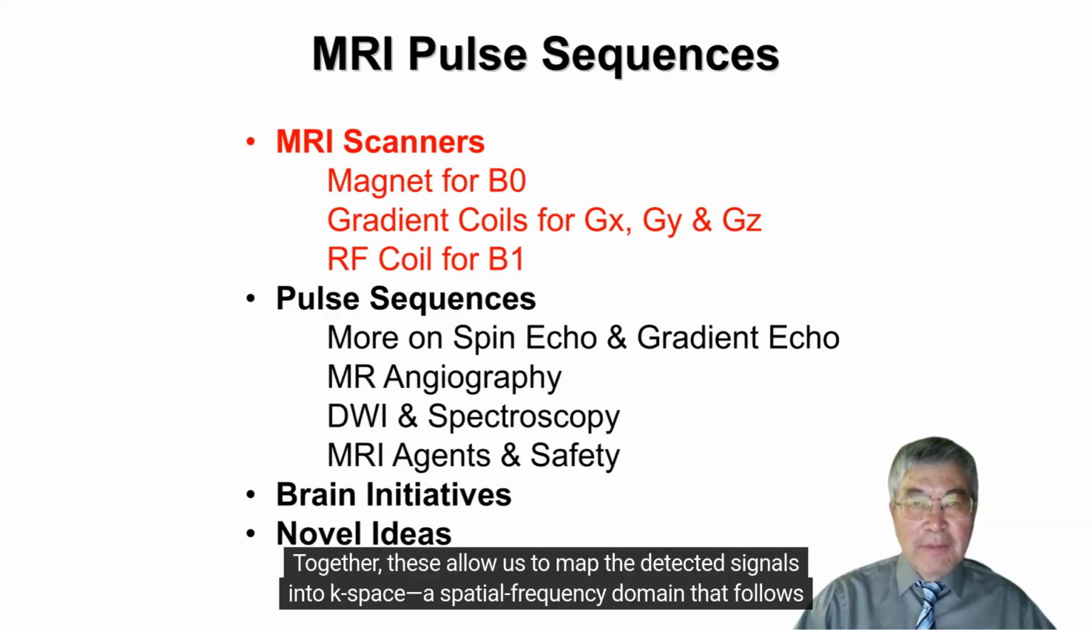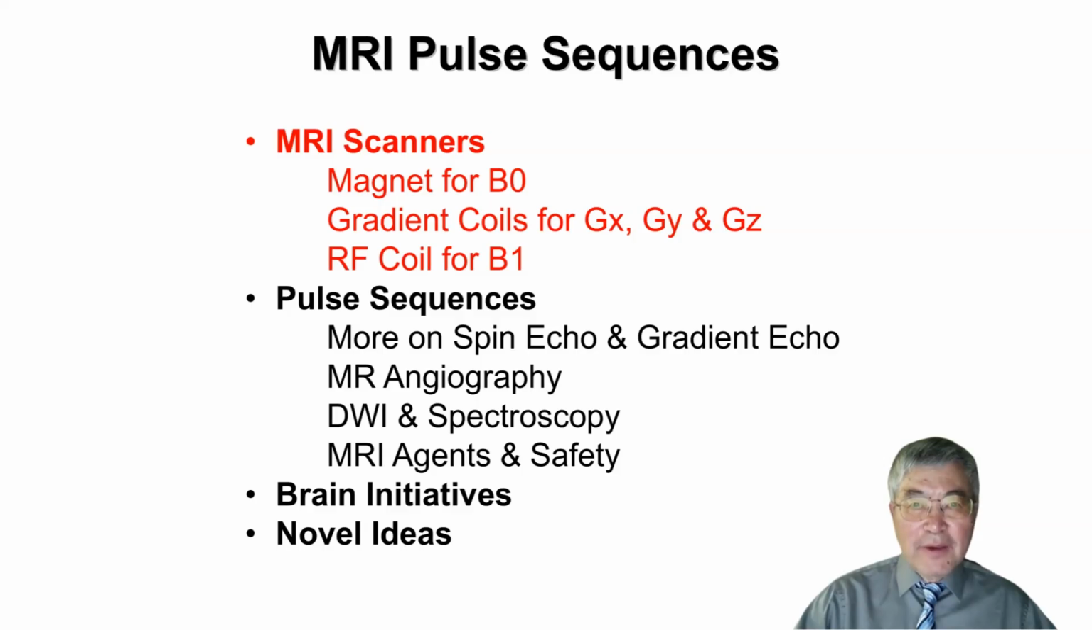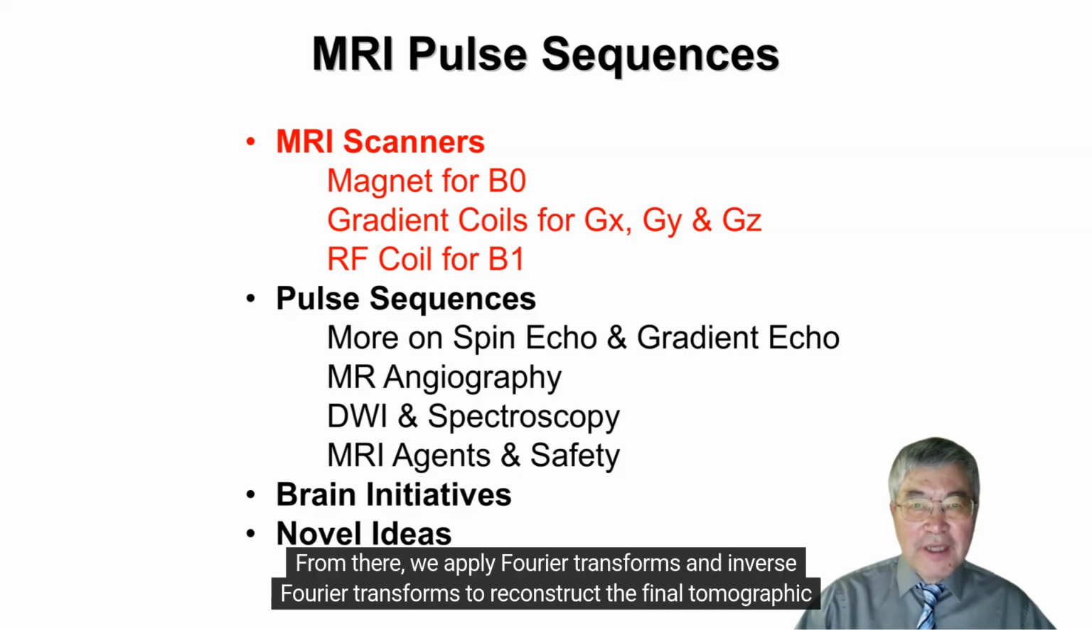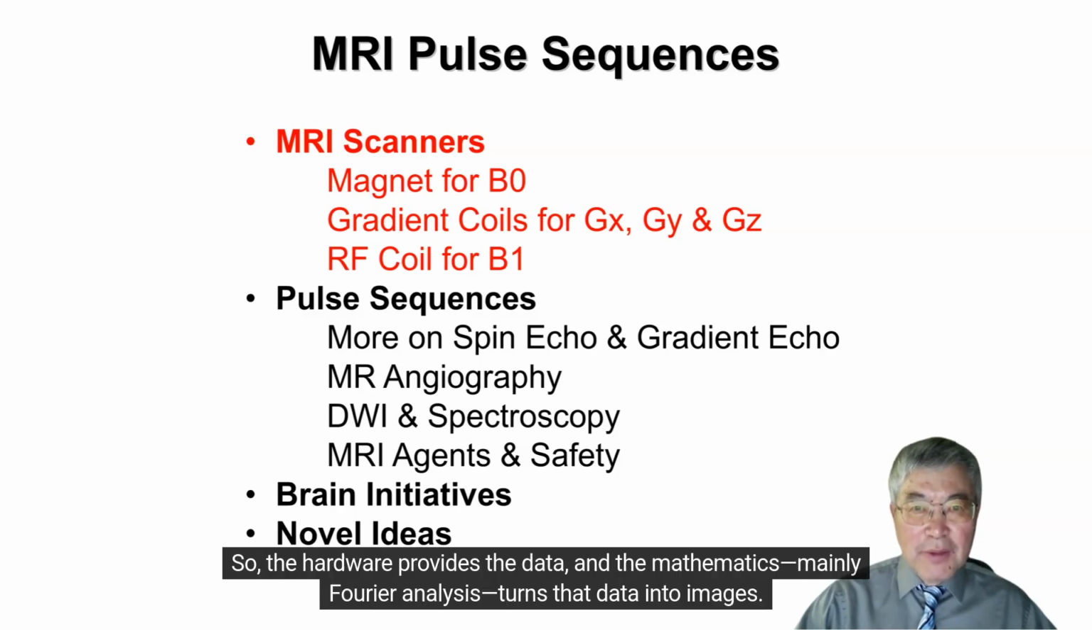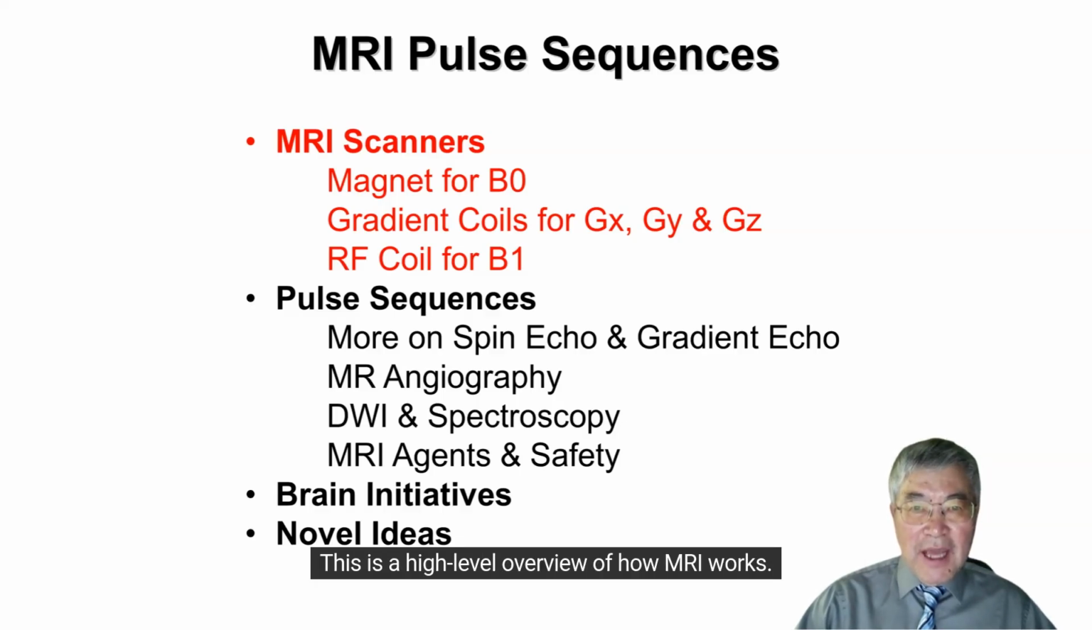Together, these allow us to map the detected signals into K-space, a spatial frequency domain that follows the Fourier slice theorem. From there, we apply Fourier transforms and inverse Fourier transforms to reconstruct the final tomographic image. So, the hardware provides the data, and the mathematics, mainly Fourier analysis, turns that data into images. This is a high-level overview of how MRI works.